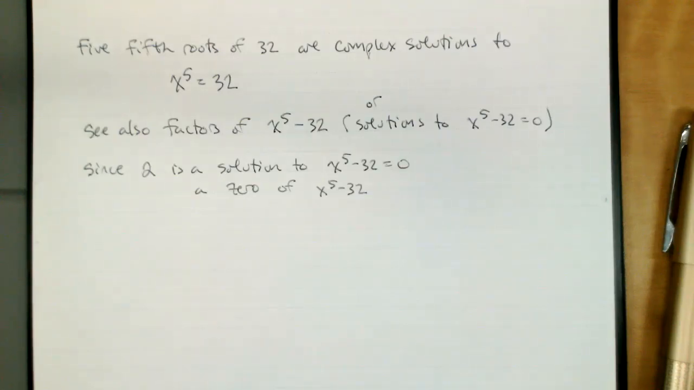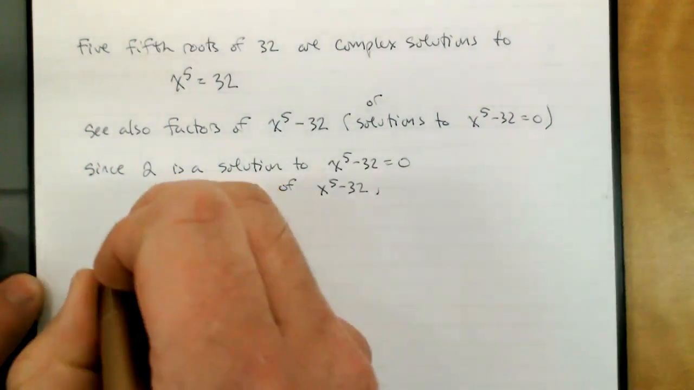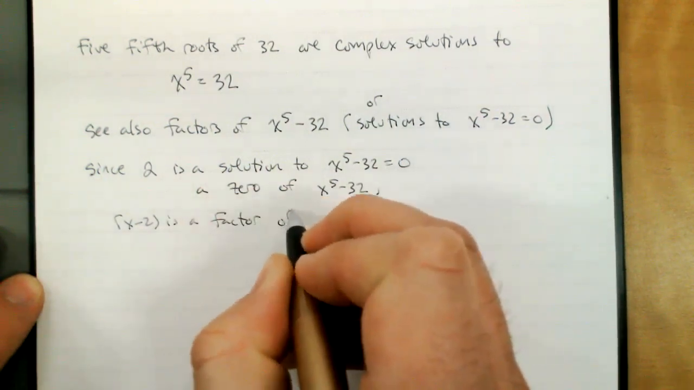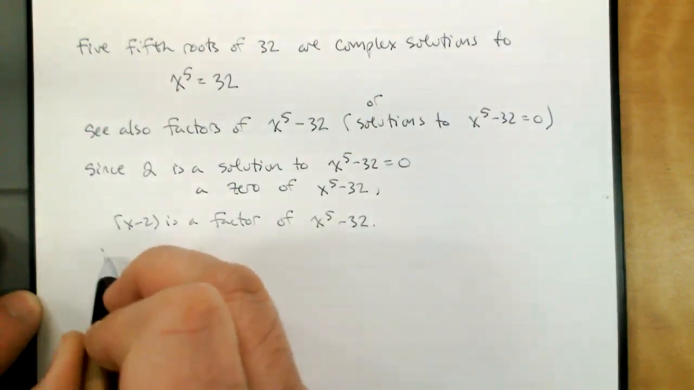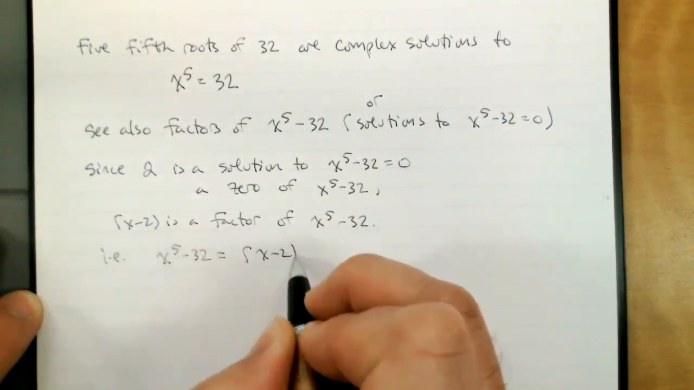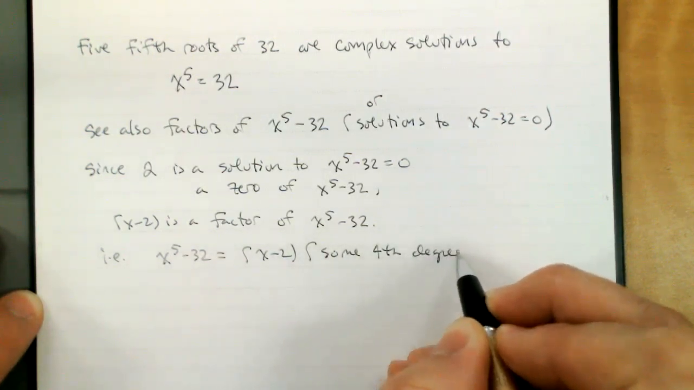Equations have solutions. Polynomials have zeros. But since 2 is a zero of x to the 5th minus 32, that means x minus 2 is a factor of x to the 5th minus 32. One of the factors is x minus 2, and then there's some 4th degree polynomial.